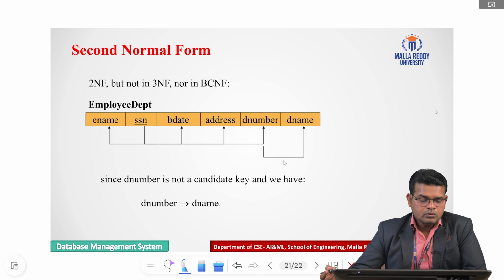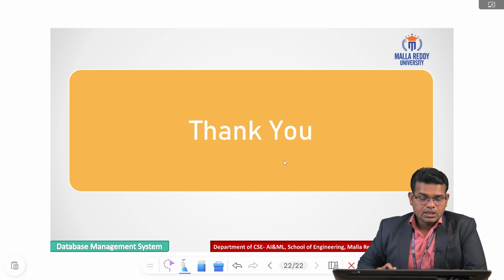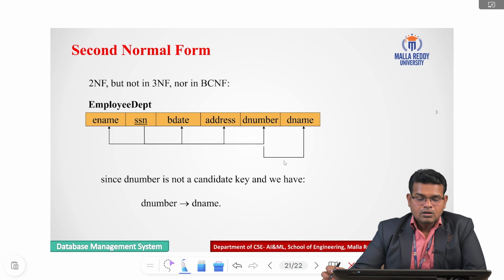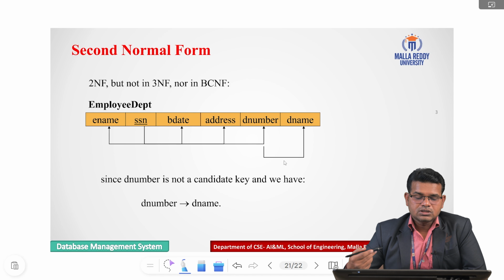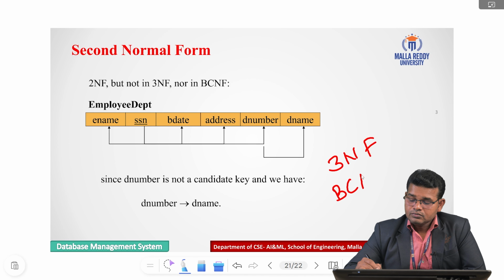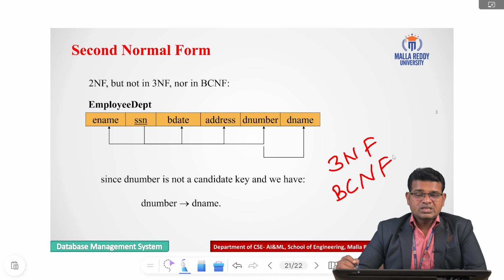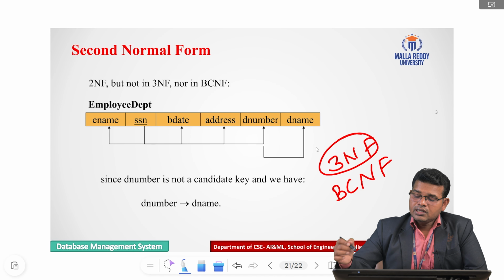So here we will go with this example. Now at this step we are going to spend some more time to understand what is 3NF and BCNF. Once a relation is converted into 2NF, for converting the table into 3NF, what is the additional requirement that is required?